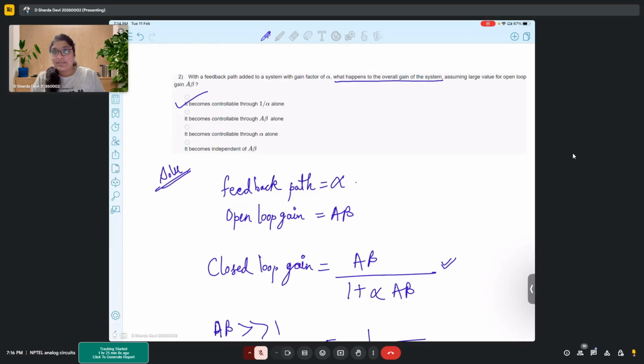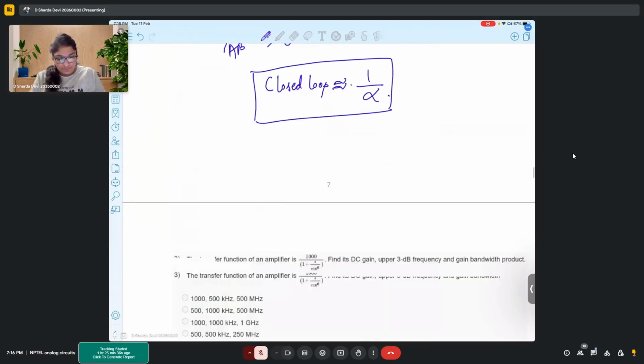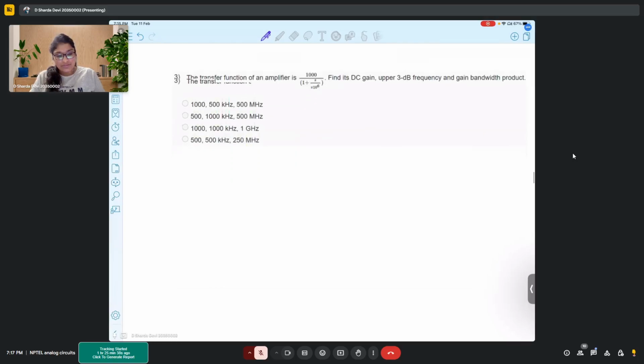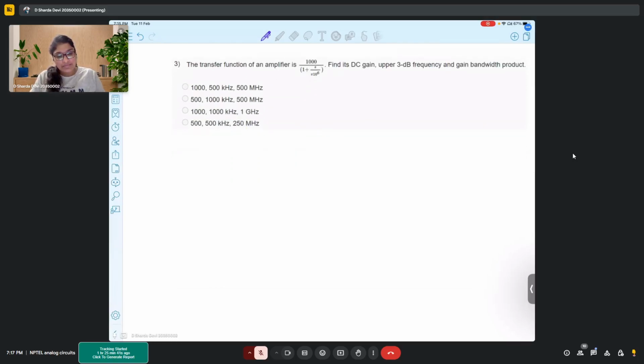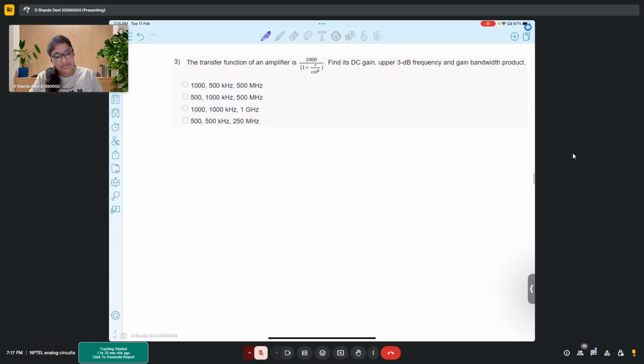Okay? It is definitely independent of A beta, but it's not like 1 by A beta is still a small value, right? It's not like it has cancelled out completely. That's not the case. So that's why we are not opting for option D. The most accurate option that can be selected is option A. Okay? So, yeah. Now moving on to the next question. Here, the transfer function of an amplifier is given.